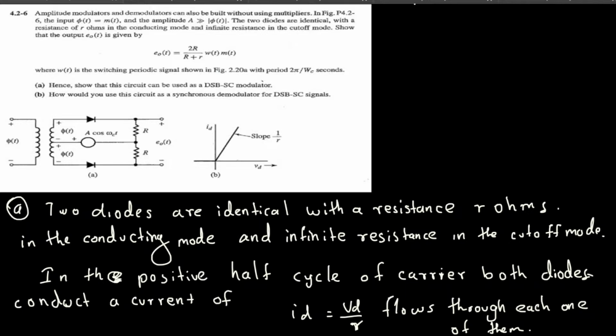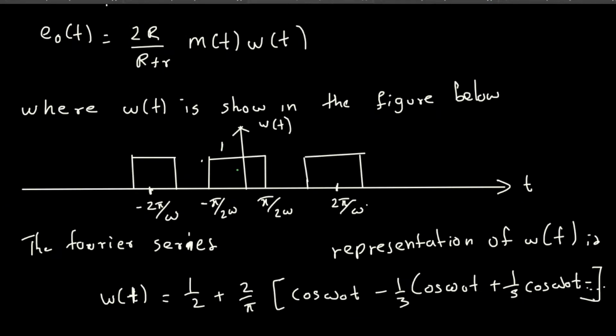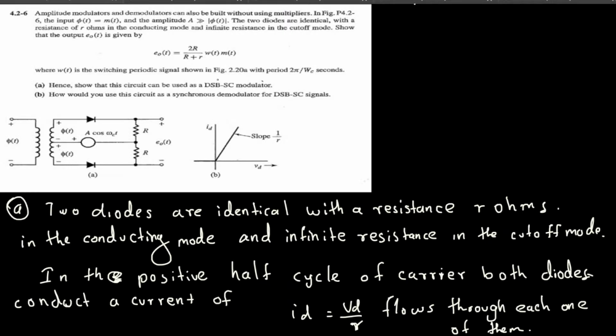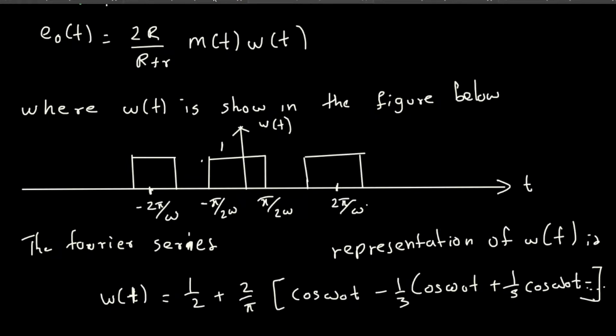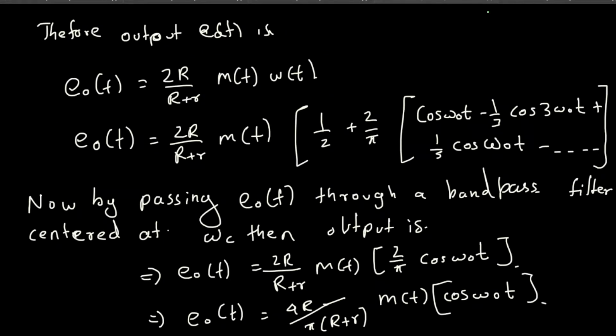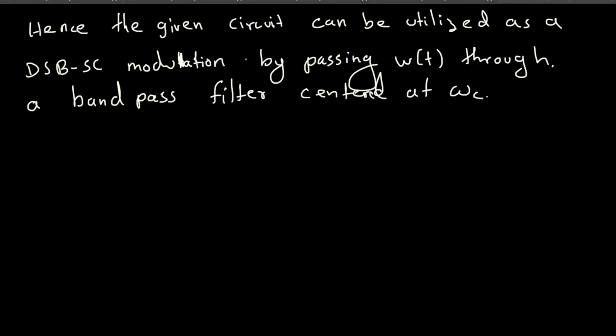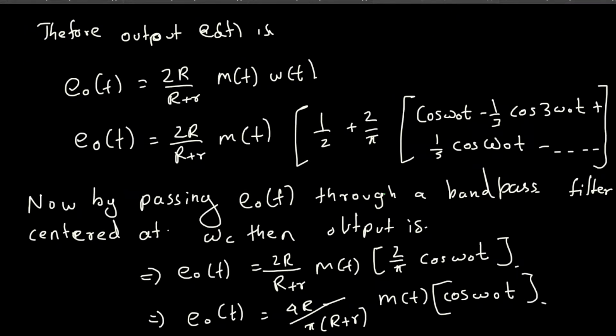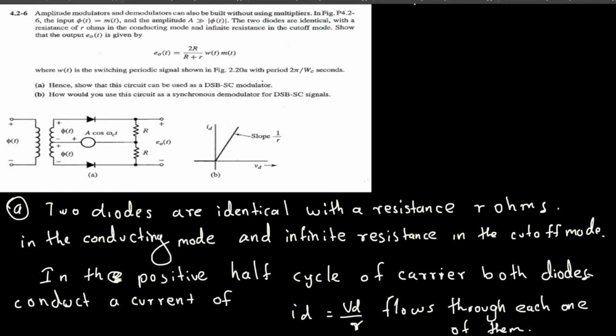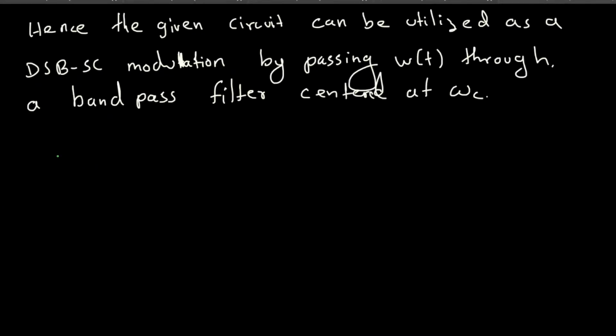So figure 2.20a is the square wave picture that is provided with the question. In my last video I proved that we derive this equation, E naught of t is equal to 2R over R plus R, m of t times W of t, and then finally we also proved that this can be used as a DSB-SC modulator. Here we are going to see how to use the circuit as a synchronous demodulator for DSB-SC signals. Okay, now let's go ahead and begin.